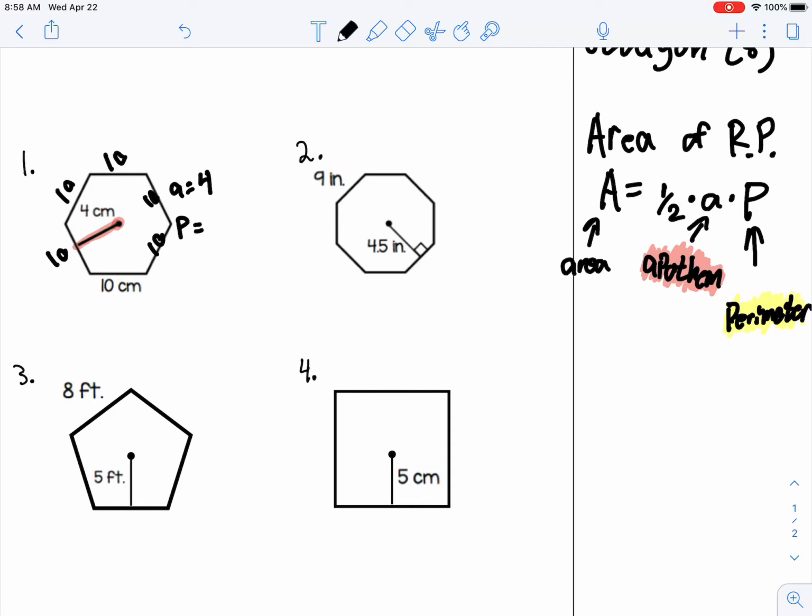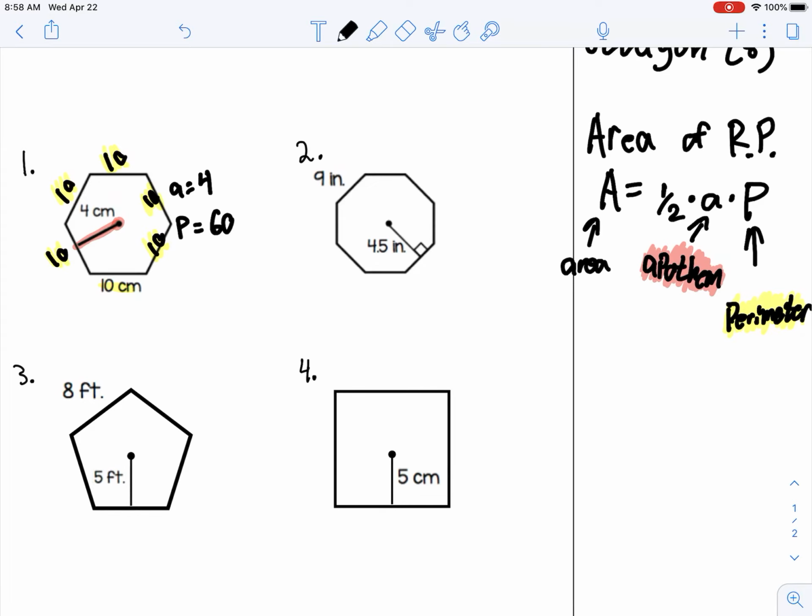Okay, so if all those sides are 10, then I have the distance 10 plus 10 plus 10 plus 10 plus 10 plus 10. Okay, and if I add them all up, we get a total of 60. Now, that gets annoying, having to write them all out, add them all up. There's an easier way to find the perimeter of these shapes, since we know that all the sides are the same length. Okay, I can go and count the sides.